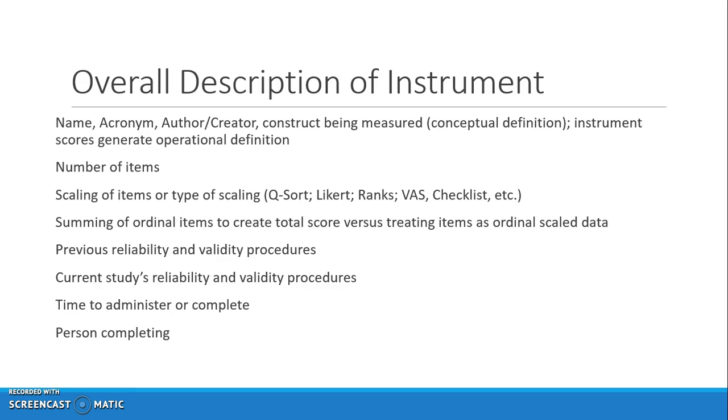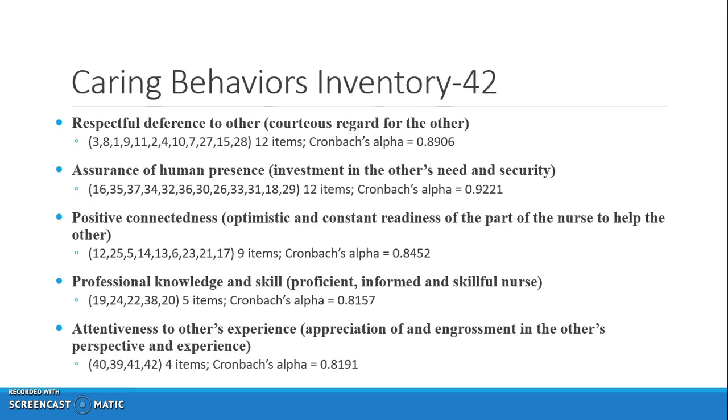Do you treat the ordinal items as interval? How do you handle the data? Do you get mean scores? If you're using someone else's instrument and you've gotten permission to do so, what data have been reported on reliability and validity procedures, and how are you going to establish or reestablish them in your particular sample? How long does it take to complete the instrument in relation to the participants and for you to administer it, and who in fact is completing the instrument?